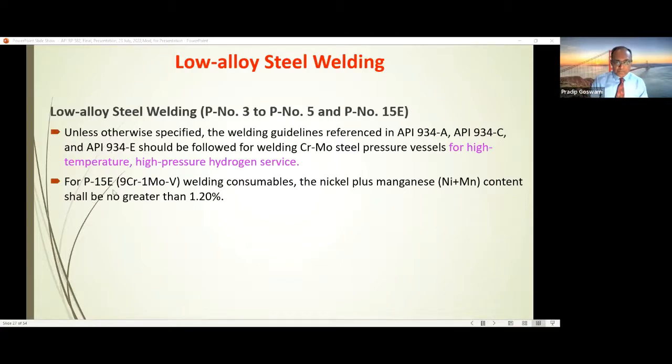And it says specifically that for P15E, that is nine chrome one moly or P91 material, welding consumable, the nickel plus manganese shall not be greater than 1.2%. There's a very specific requirement for that, why it is so. We'll talk about that later in the later slides.